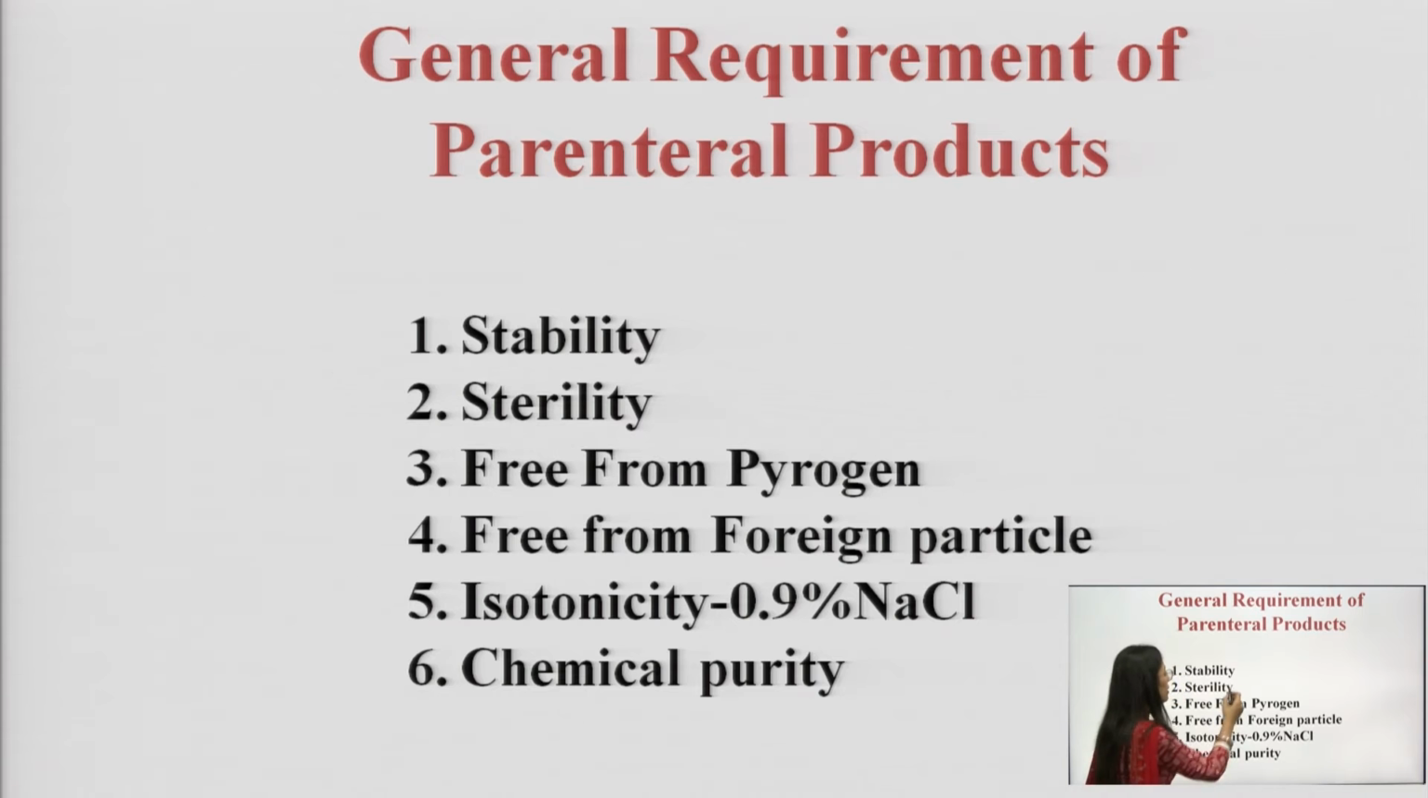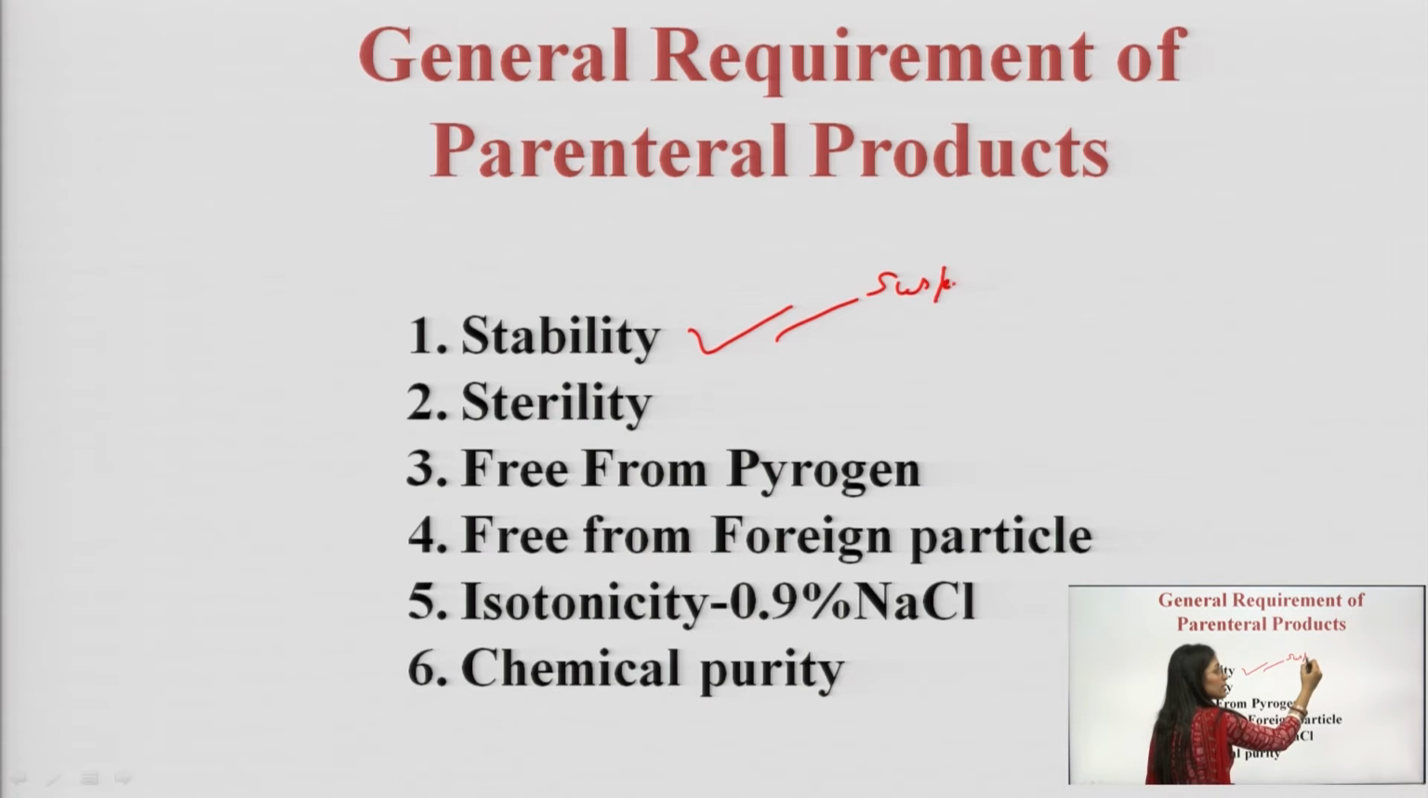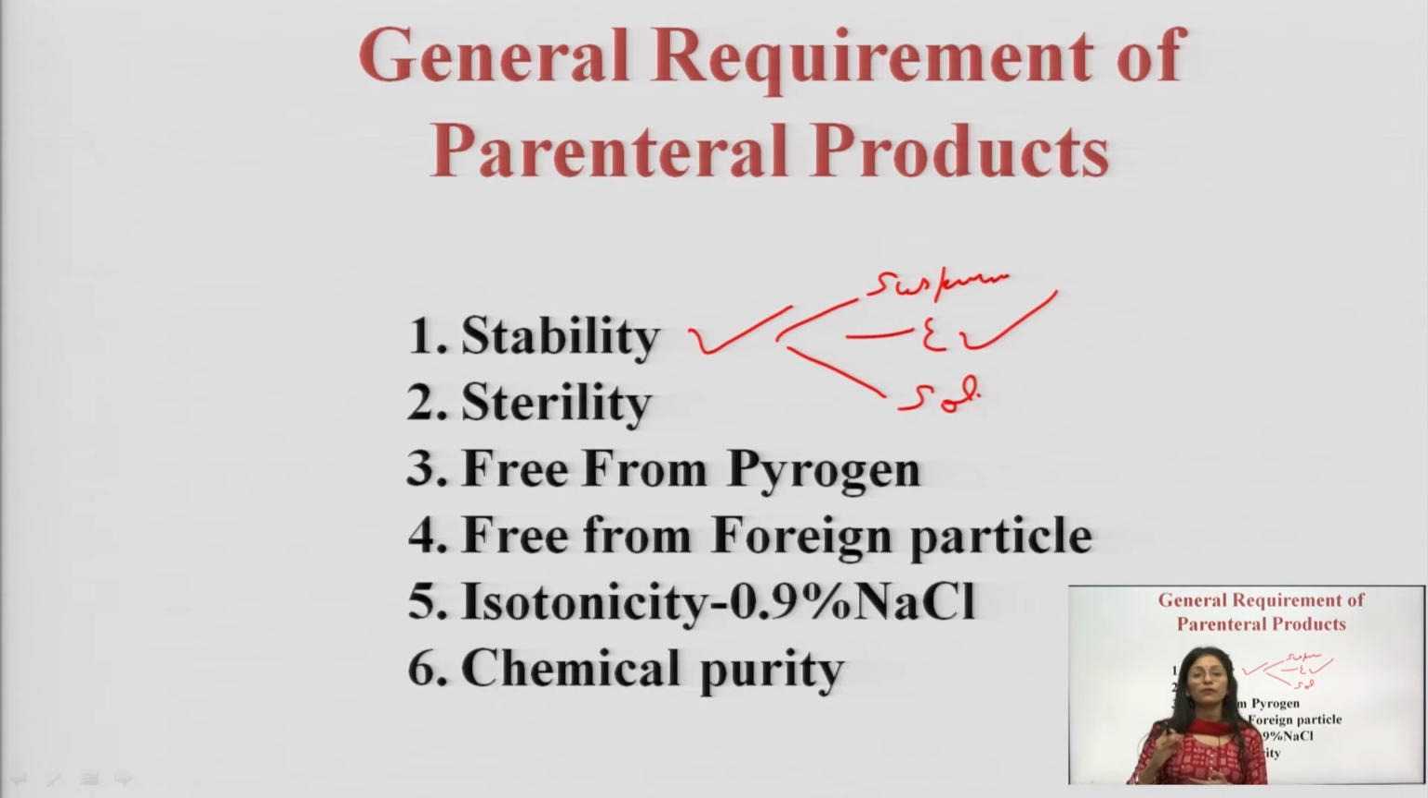Okay, number one is stability. Stability of a product needs to be very much ensured. Why? Because it can be a suspension, an emulsion, or a solution. In case of an emulsion, there is a chance of phase separation, like the oil and water phases can be differentiated. For that, stability plays a major role.